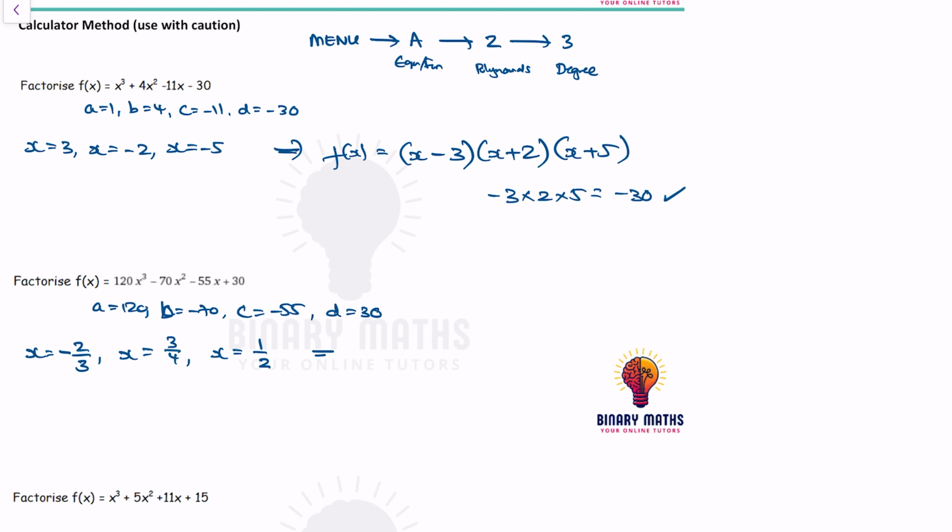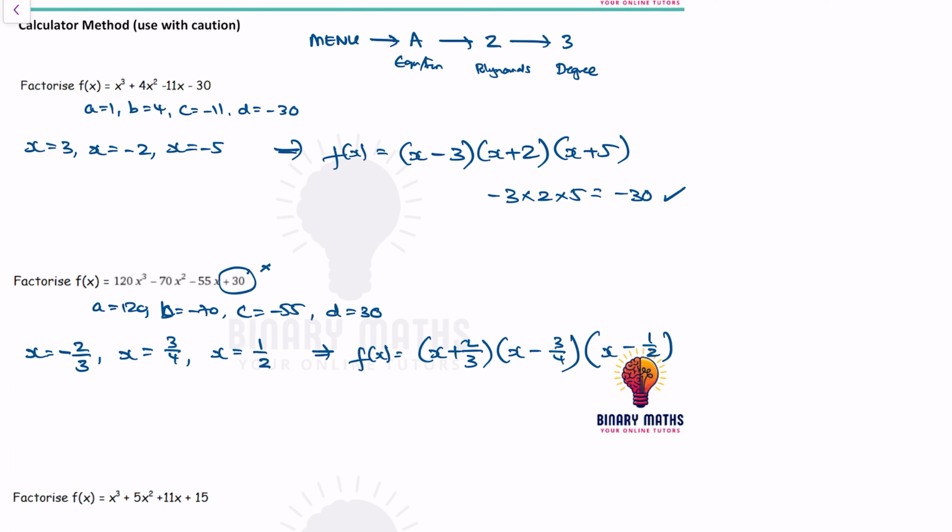Now that is what most students would write, and that means by the factor theorem, x plus 2/3 must be a factor, x minus 3/4 must be a factor, and x minus a half must be a factor. But if you multiply out the constants, you'll see you won't get this 30. So that can't be right.